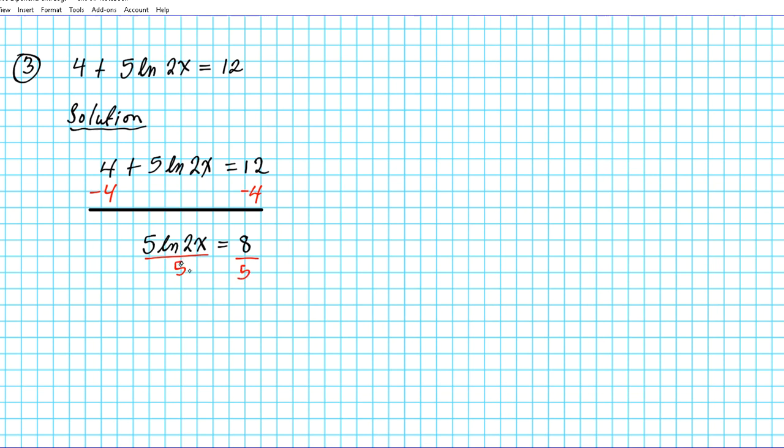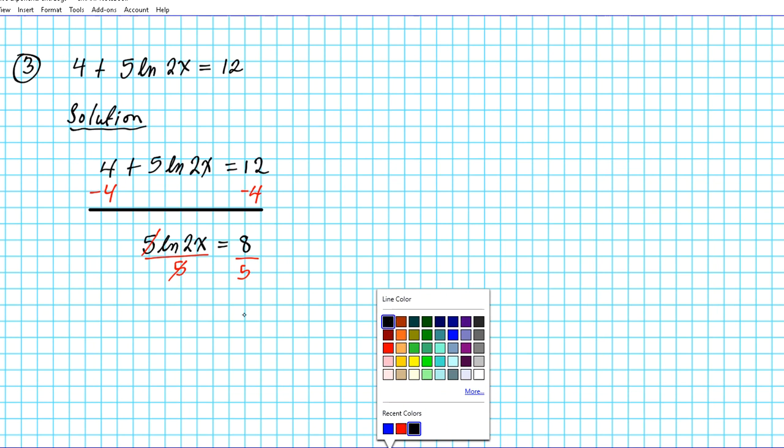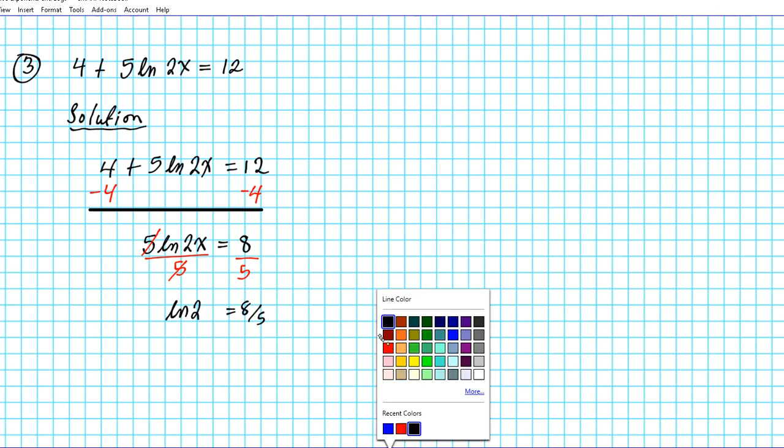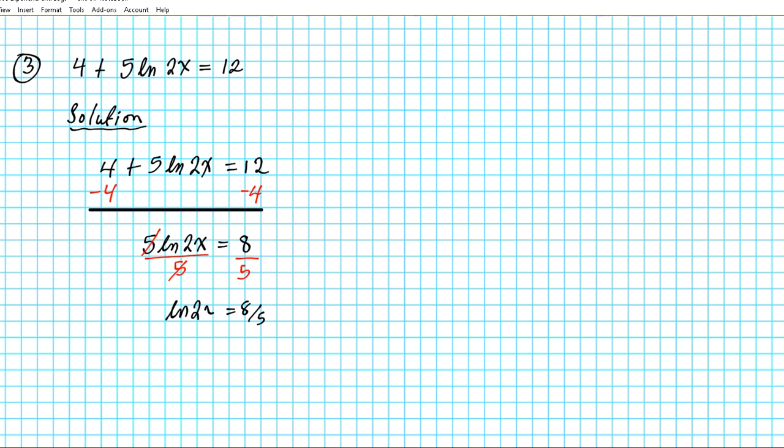Now, you cannot divide by 2x because 2x is the input of the logarithmic function. In order to gain access to the 2x, you need to get rid of the log first. So this 5 divides out, and you have the natural logarithm of 2x equals 8 over 5. Now how do you get rid of log in order to gain access to the 2x and then the x? To get rid of log, we're going to use the inverse of logarithm.